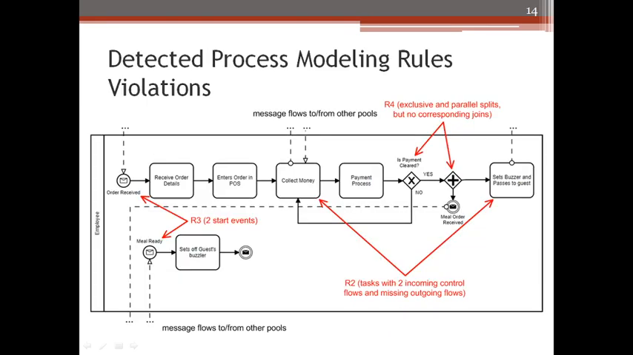As was shown on the dashboard, the most common process modeling errors are existence of nodes with invalid degrees, for example using tasks with 2 incoming control flows and missing outgoing control flows, gateways mismatch, absence of corresponding joins for exclusive and parallel splits, multiple start events, end events, or missing ones, like here, presence of 2 start events.